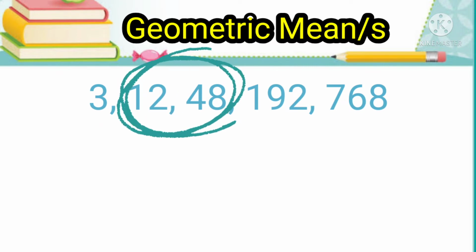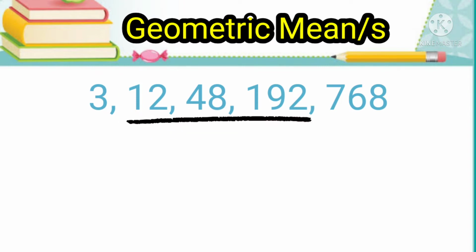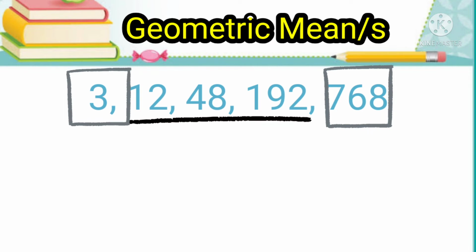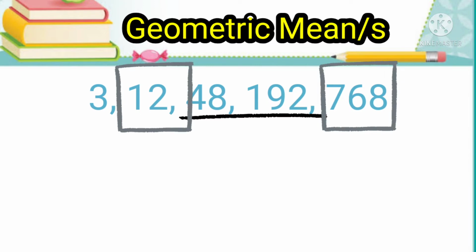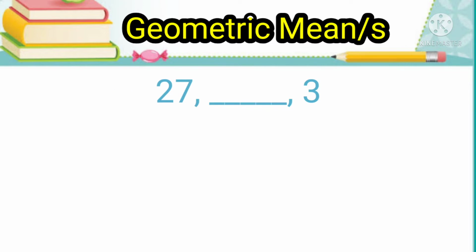12 and 48 are geometric means between 3 and 192. 12, 48, and 192 are geometric means between 3 and 768, or 48 and 192 are geometric means of 12 and 768. Going back to our problem, how to solve the middle term or the geometric mean between 27 and 3.